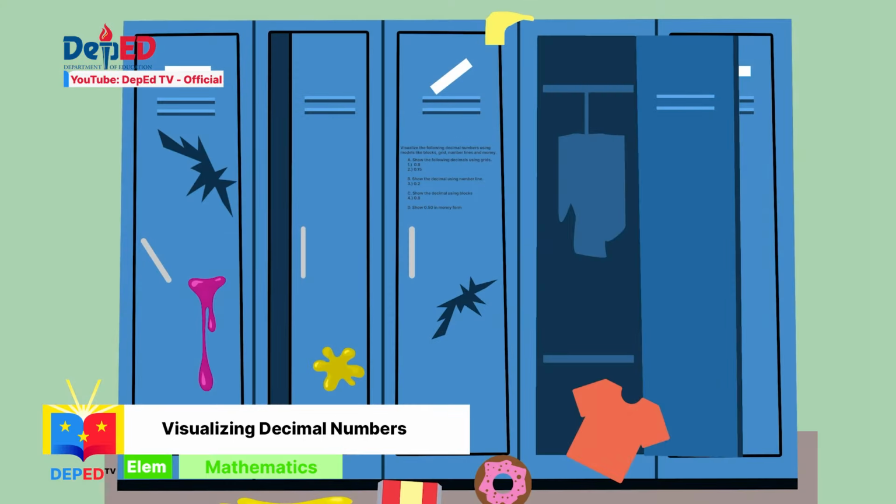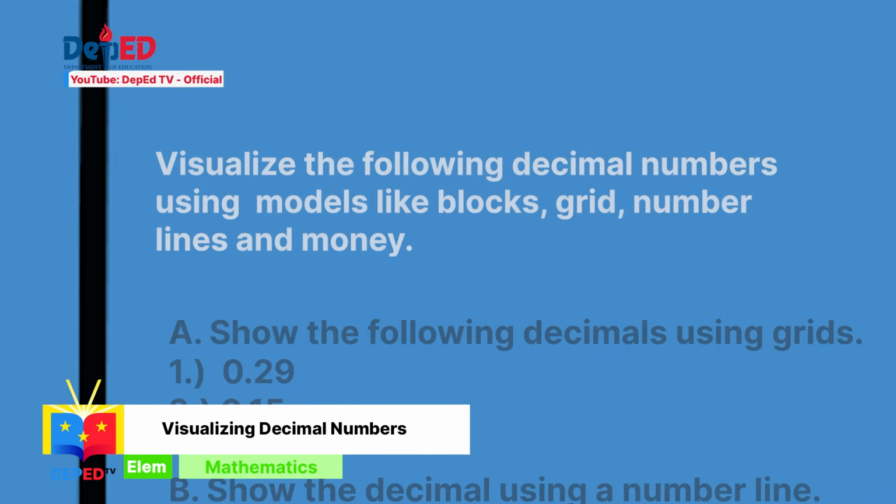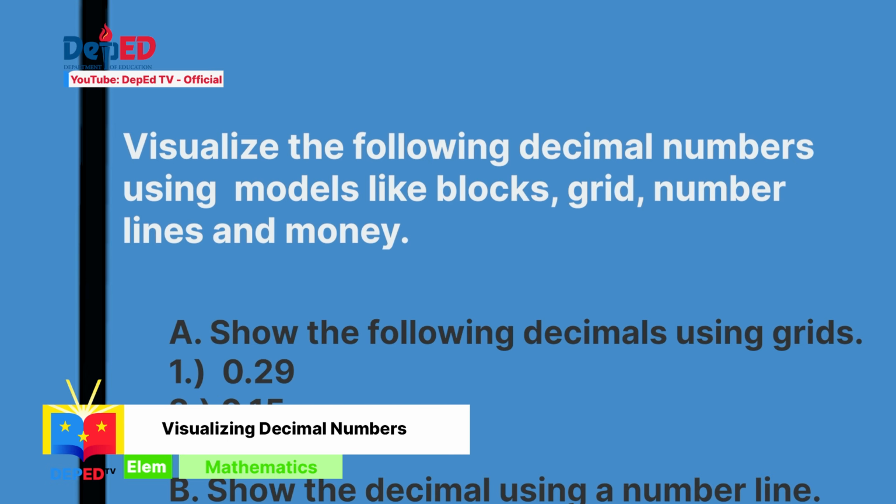There are numbers. I can also see dots on these numbers. May I see it, Teacher Marian? Sure, Tonyo. Aside from the numbers with dots, there is also a direction here. Visualize the following decimal numbers using models like blocks, grid, number lines, and money.